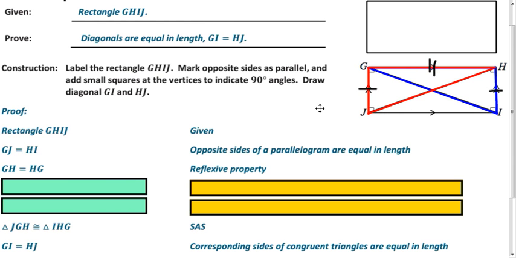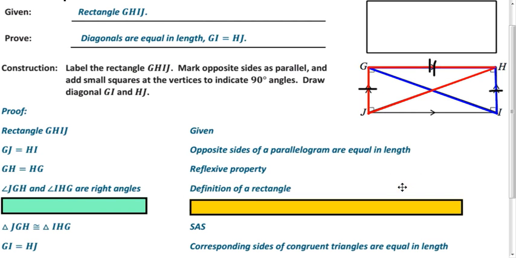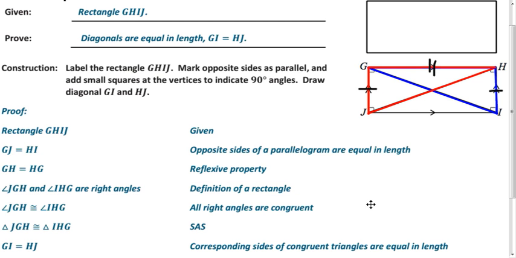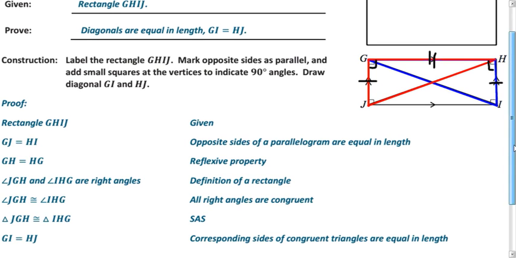Put that in the middle. Okay. And finally, we want to talk about our angles. So we know that those angles are right angles. And so we can say that they're congruent because all right angles are congruent. So now we have side angle side. And so those hypotenuses are also congruent.